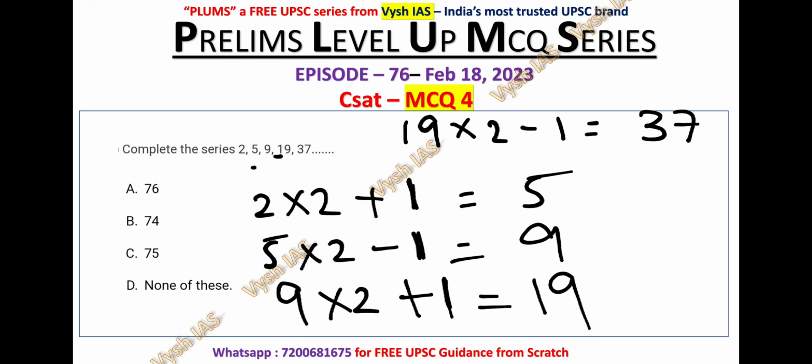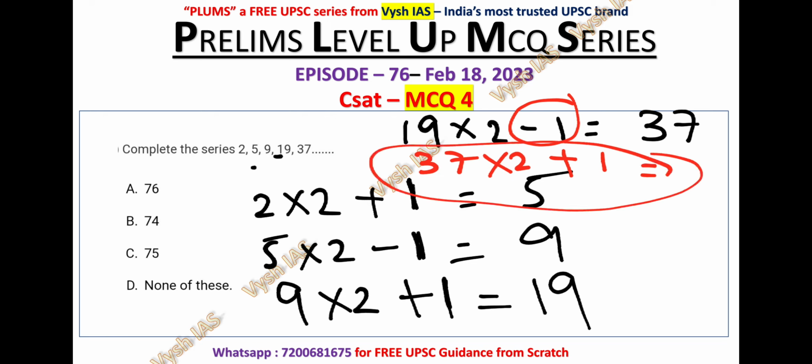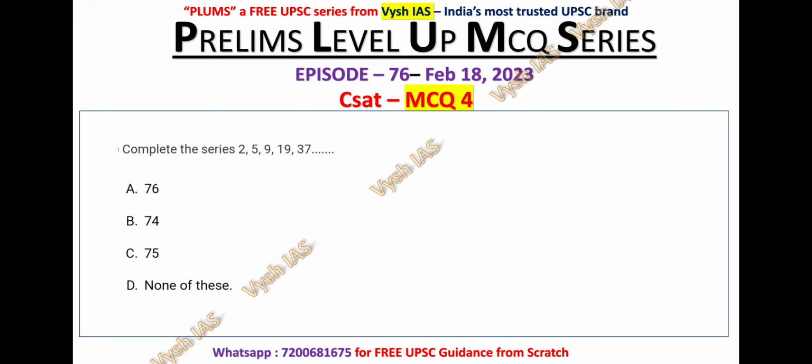Now the last final step is 37 into 2 plus 1, because in the previous case you have done minus 1, now you have to do plus 1. 37 into 2 plus 1. Here, 37 into 2 is 74. 74 plus 1 is 75. So 75 is the correct answer for the question number 4. That is MCQ number 4. 75 is the correct answer.